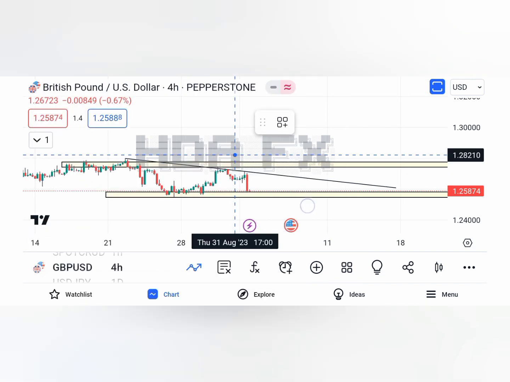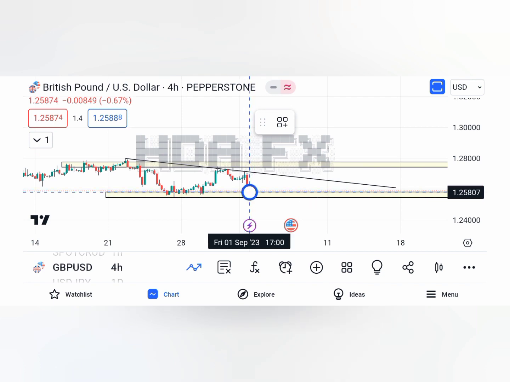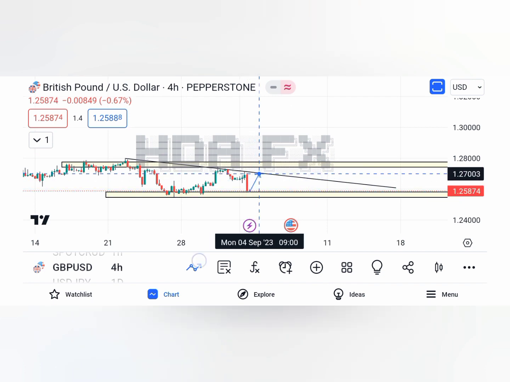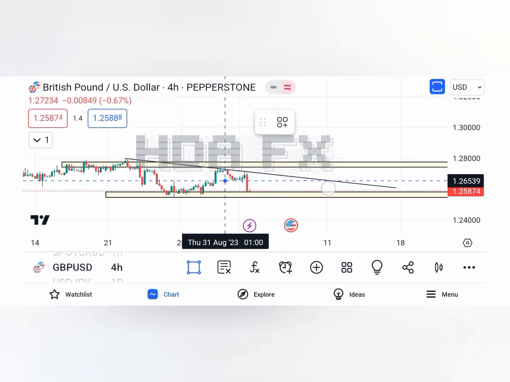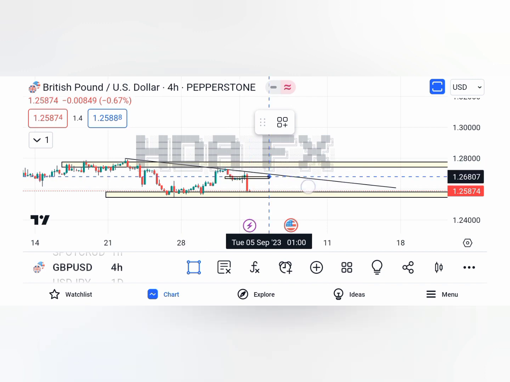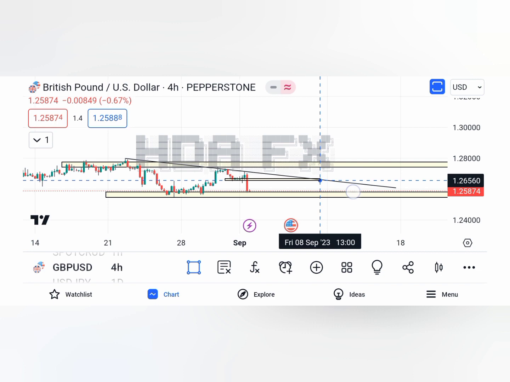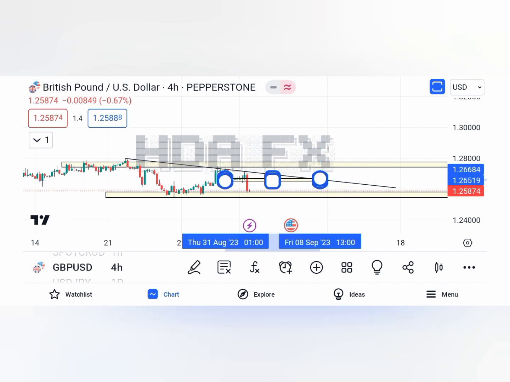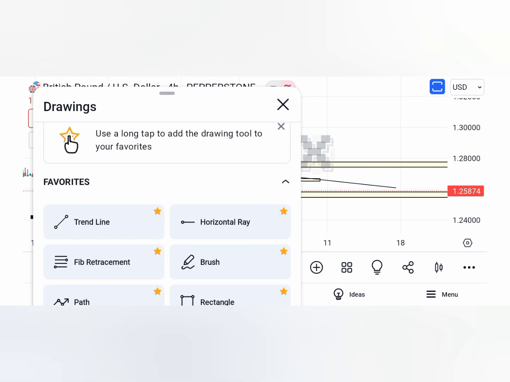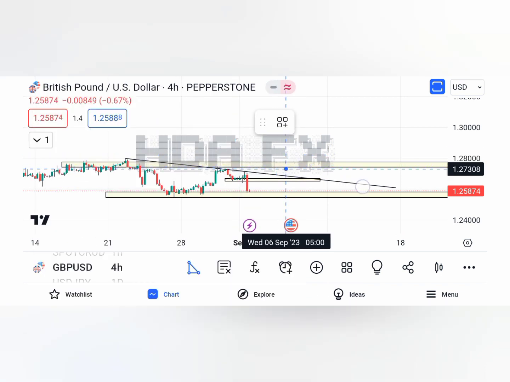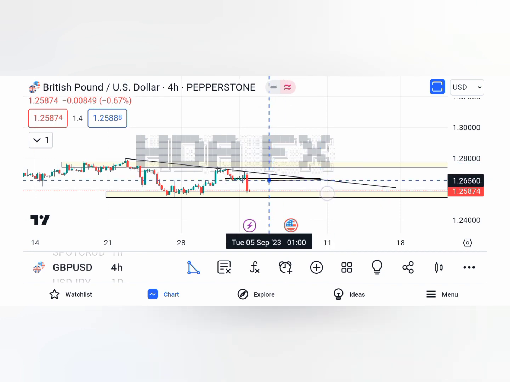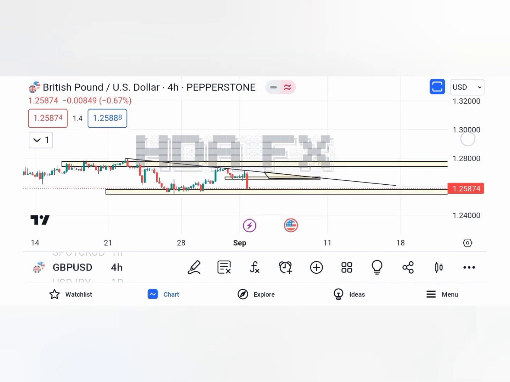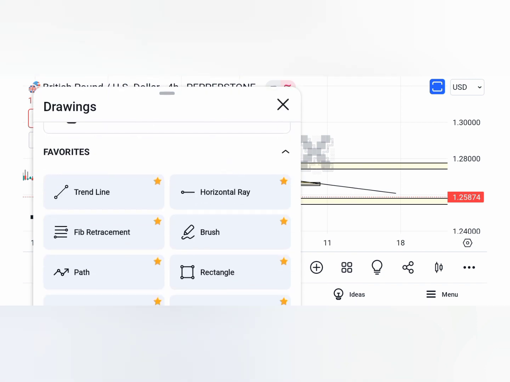This is what I want to see. I want to see price move to this point here. But first of all, we can also spot another structure here. So we are going to have a zone at this very point here. This is what I want to see on GBP USD.